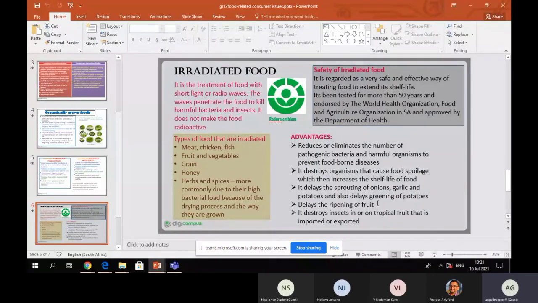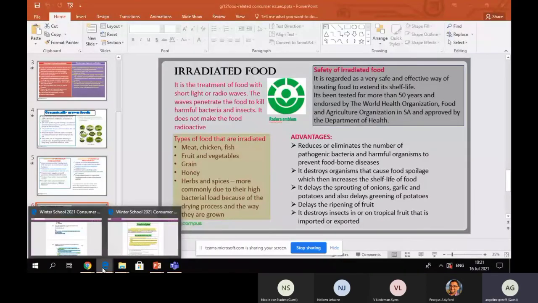Delays the ripening of fruit, right? So if fruit and stuff is imported, we sometimes get avocados available out of season. Okay, stuff that we sometimes get out of season, they might have used this method, okay, to delay the ripening process, right? So those are stuff that you need to know.